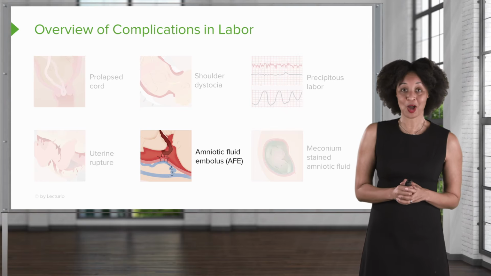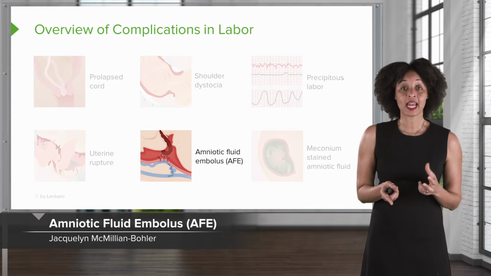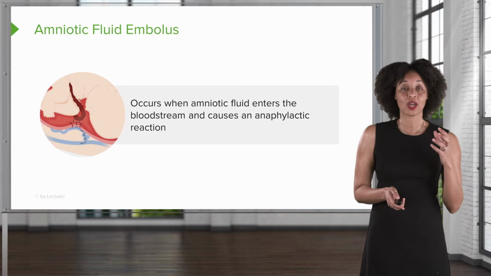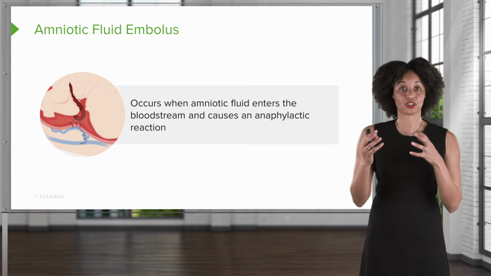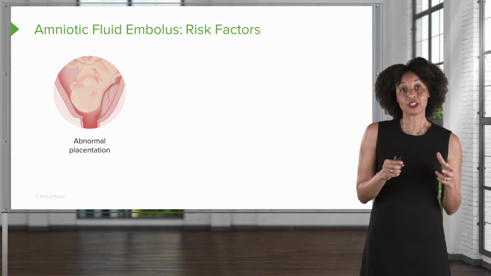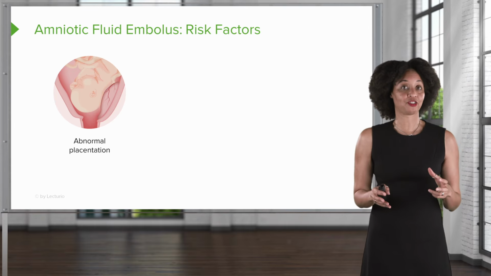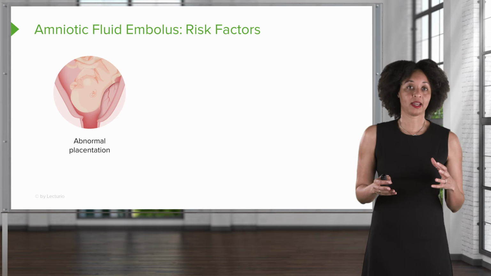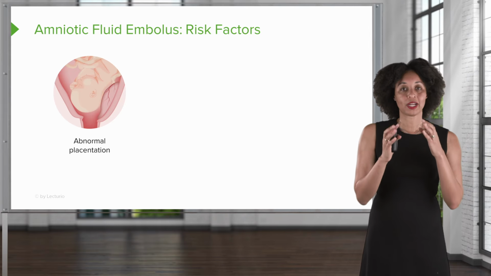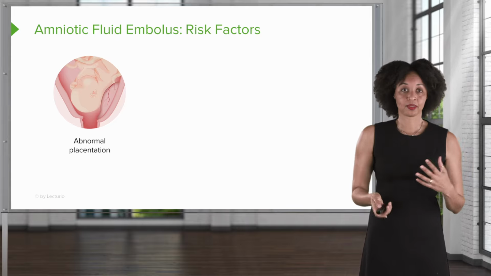Okay, next complication. We're going to talk about another emergency that's pretty serious, and this one is called an amniotic fluid embolus. This occurs when amniotic fluid actually enters the bloodstream and it causes an anaphylactic reaction. So risk factors for an amniotic fluid embolus include abnormal placentation. That's a fancy word for saying that our placenta is either not created in a way that's normal or it's innervated into the uterine wall in an abnormal way, like an accreta.